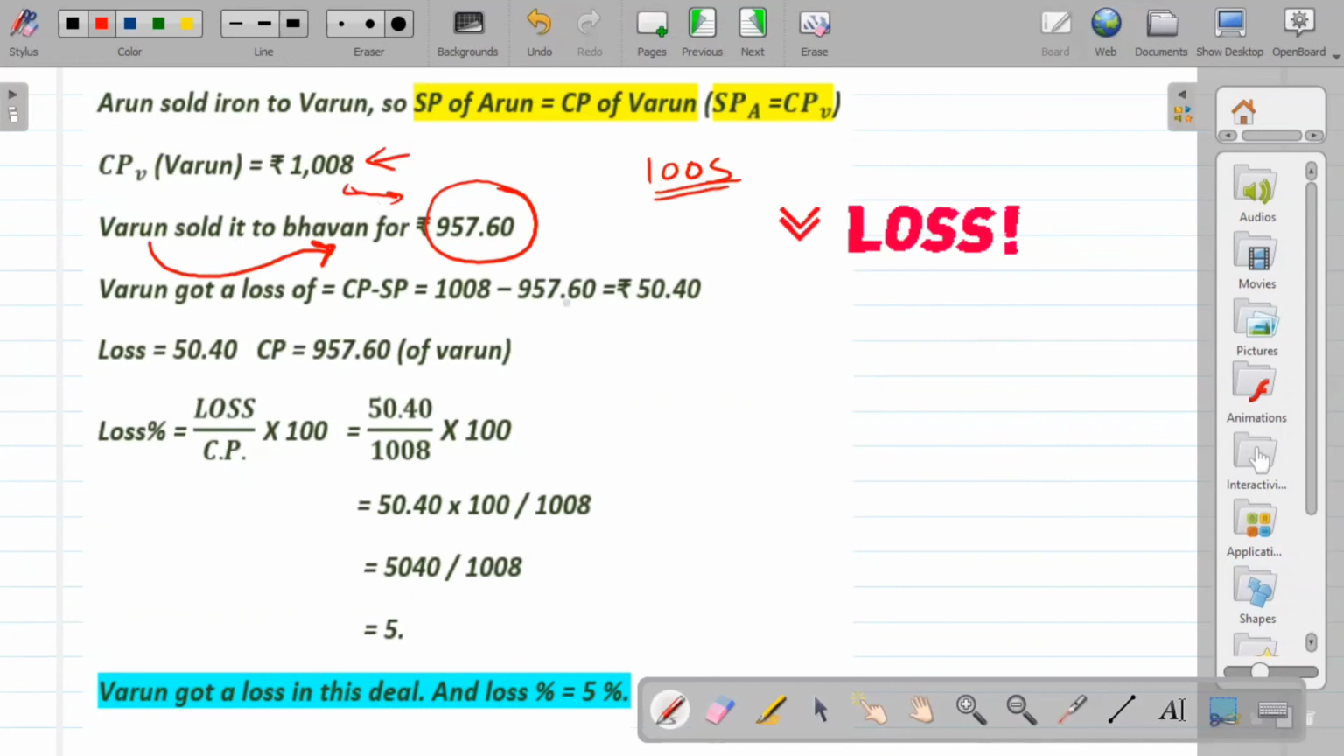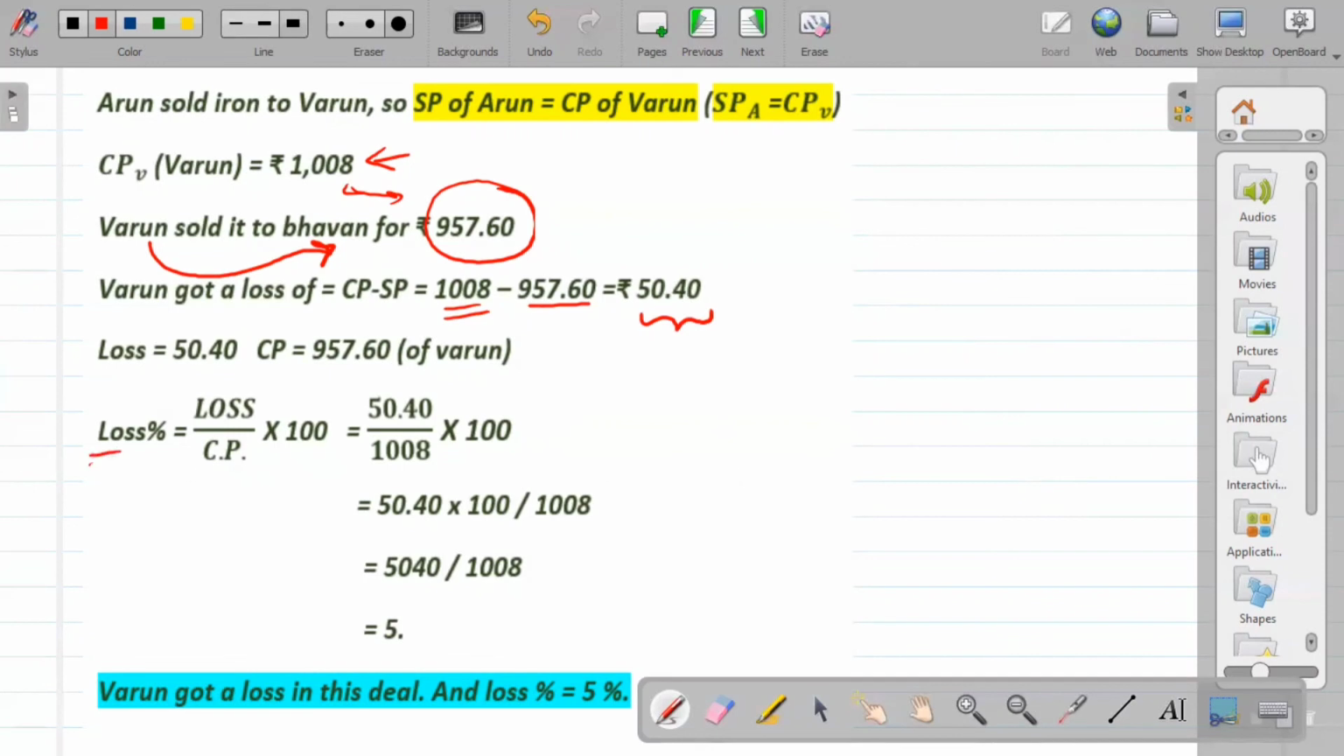ओके, वरुण का क्या हुआ यहाँ पे? Varun incurred a loss here. Now we need to find how much percentage loss he got. Now loss कितना है? That is CP minus SP. That is 1008 minus this 957.60. That is 50.40. Okay, 50.40. This much loss Varun got.